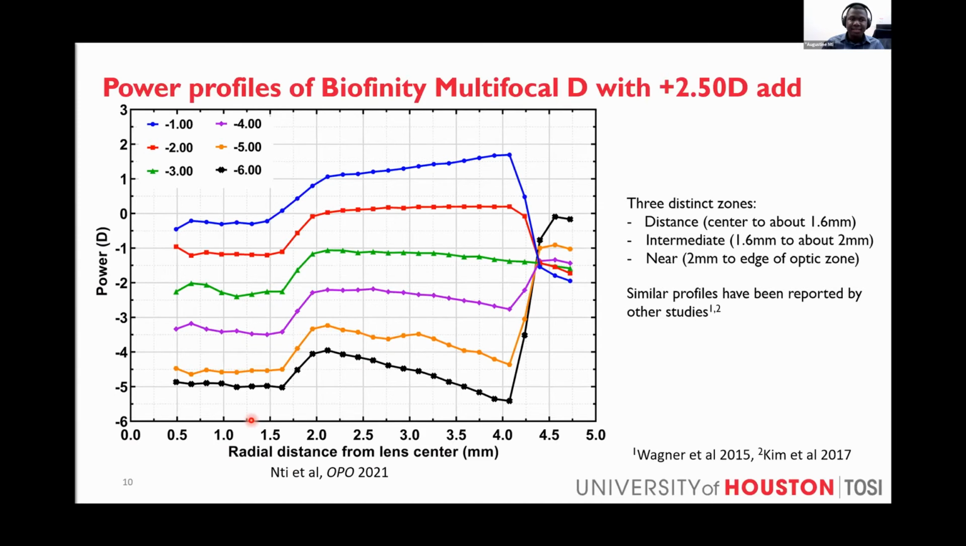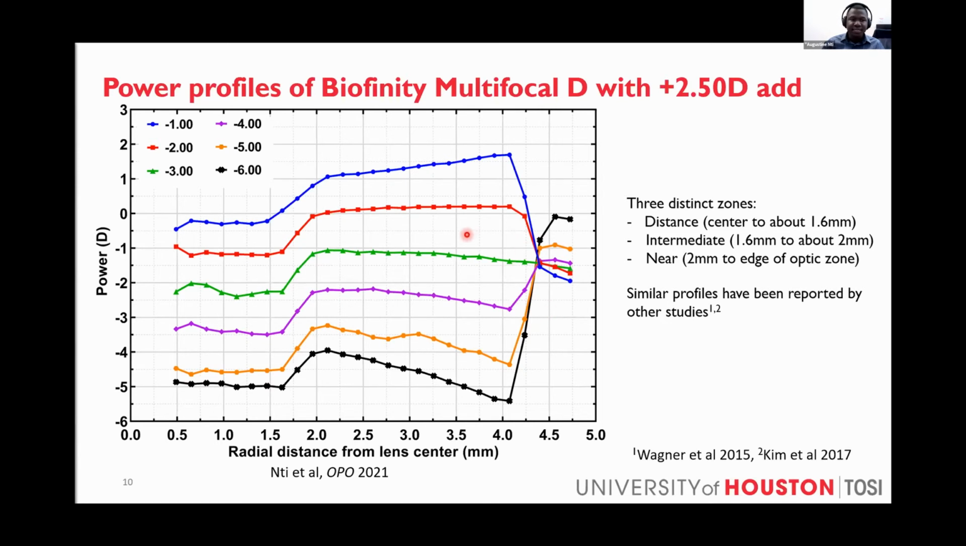And you see clearly that there are 3 distinct zones of the contact lens. First, you have the distance portion, which goes from the center of the lens to about a 1.6 millimeter radius. And then there's the intermediate portion where you see a sharp increase in plus power. And then there's a near portion, which goes from about a 2 millimeter radius to the edge of the optic zone. And these lines just represent the peripheral curves of the contact lens.